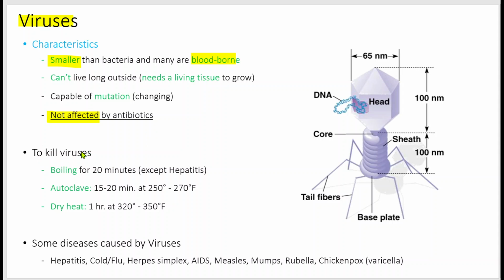But to kill them, we can use one of these three ways. We can boil for 20 minutes, except hepatitis would not be affected by that. Autoclave: I want you to know and memorize these. Autoclaves need 15 to 20 minutes at 250 to 270 Fahrenheit. Dry heat, 1 hour at 320 to 350 Fahrenheit. So these are the three ways to kill viruses. You need to know the timing and the temperature for these.